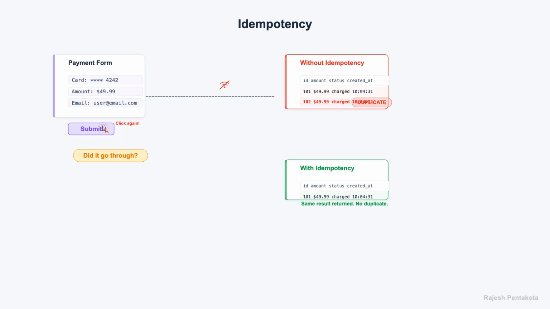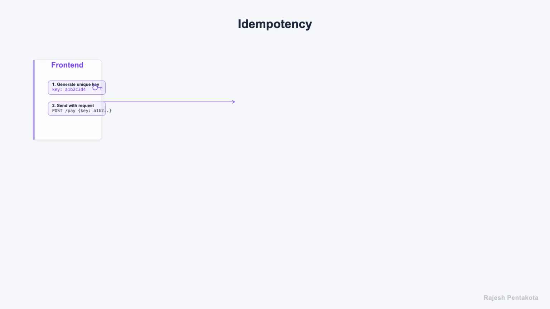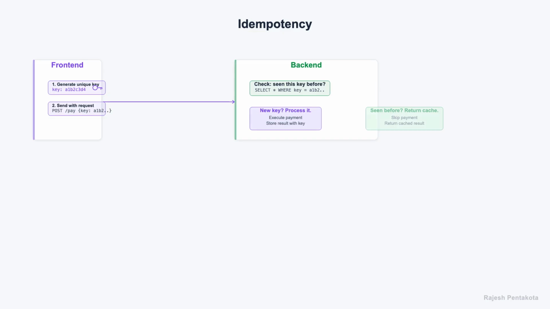The standard fix is an idempotency key, a unique ID generated on the front end, sent with every request. The backend checks if it already processed that key. If yes, it returns the cached result. Stripe uses this pattern for every payment call.